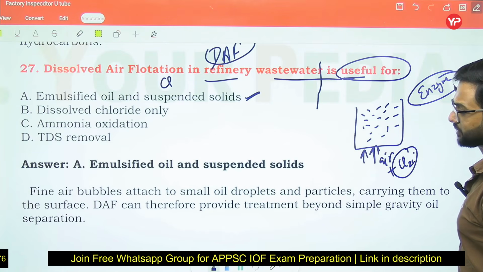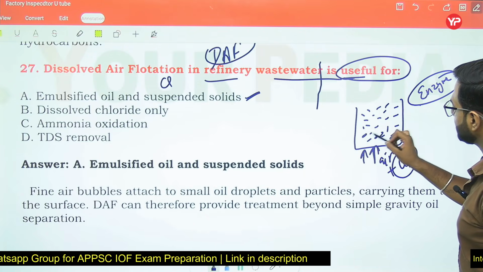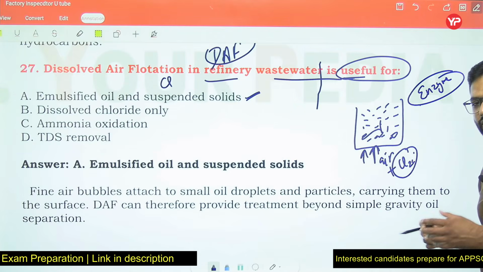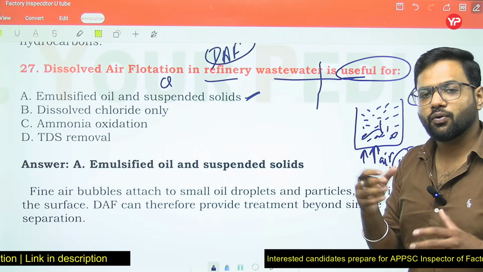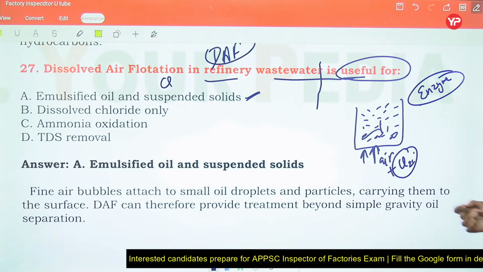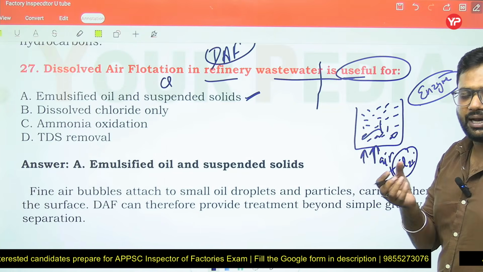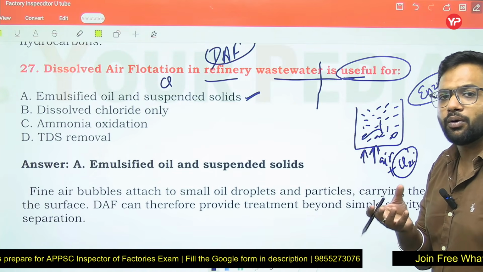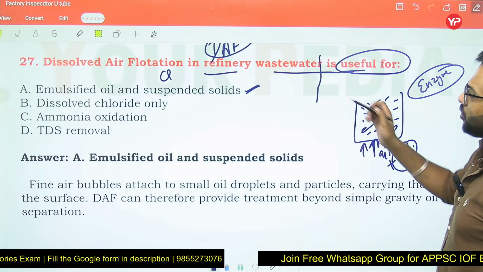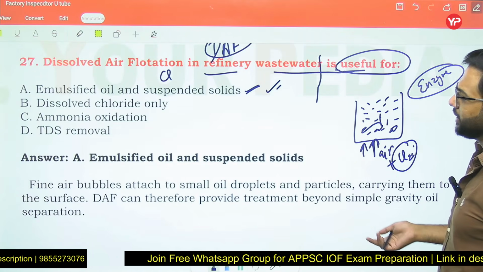When these enzymes are destroyed and we supply air from the bottom, the bubbles rise and carry these oil particles along with them, and now these oil particles can be coagulated easily. When the particles coagulate, we get a higher efficiency. Also, suspended solids: when air passes from the bottom, the bubbles rise and carry lighter solids toward the surface. So dissolved air flotation in refinery wastewater is useful for emulsified oil and suspended solids.